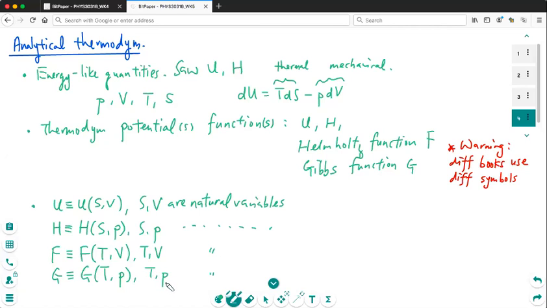You go to the mountain, pressure is low. You try to boil your water, the boiling point will be different. How do you describe this physics? And Gibbs is a particularly useful thermodynamic potential function for that purpose. Okay, so let's define them for you. This is a motivation, if you like.